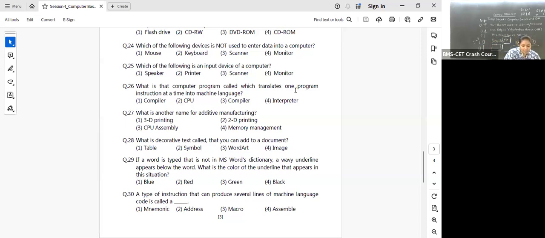Next one is, what is decorative text called that you can add to a document? Decorative text. How many of you say word art? Is there any restriction to raise your hands? Yes, online you're right. How many of you from here say word art? One? See, if you answer like this, I assume you're confused. So I don't consider the answer. 1, 2, anybody else? 3, 4, 5, 6.